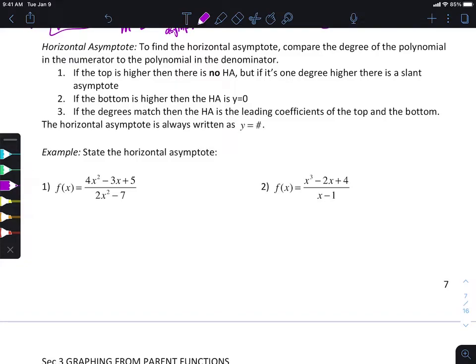We've looked at how to find the domain and the vertical asymptotes, which are correlated with each other, for our rational graphs when they're not in transformational form. We haven't looked at how to find our horizontal asymptote when it's in transformational form. The idea is the same as it was before, right?